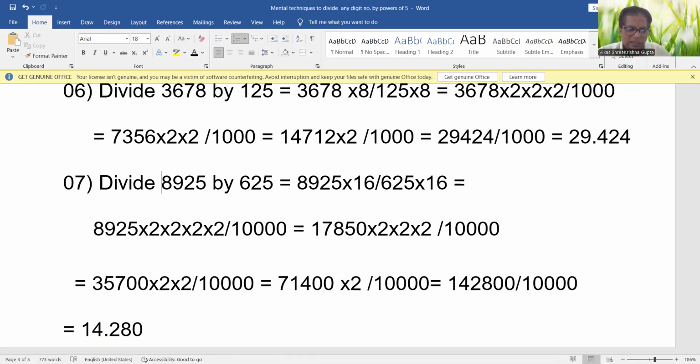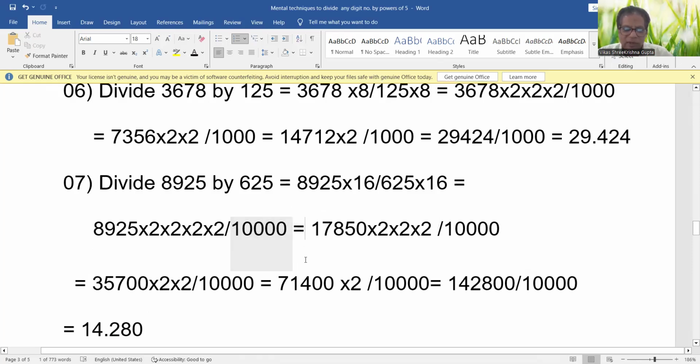So I have to multiply this number by 16, which means I have to multiply by 2 four times, because 16 is equal to 2 into 2 into 2 into 2, and then divide the product by 10,000. 10,000 means I have to shift the decimal 4 digits to the left side. So multiplying this number by 2 four times. Now what is the first product? 8925. The 2 and 5 belong to the carry group, and also 5 is the carry group.